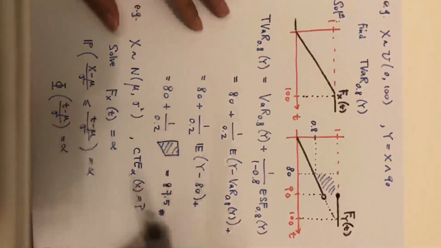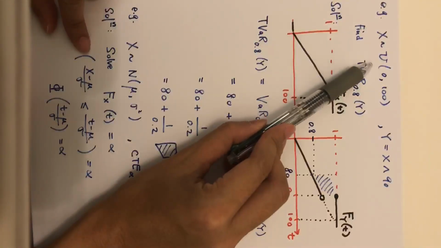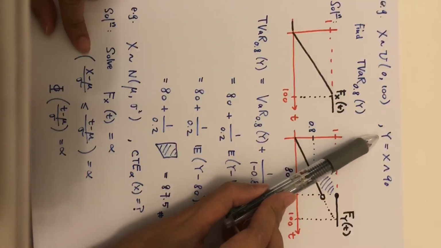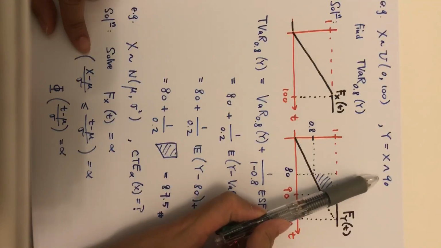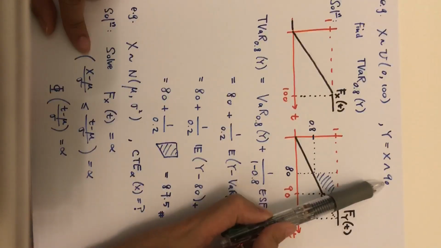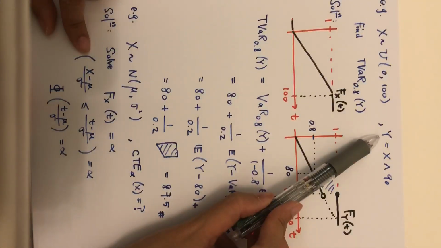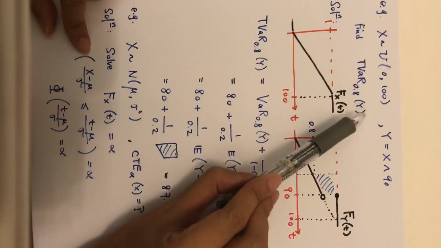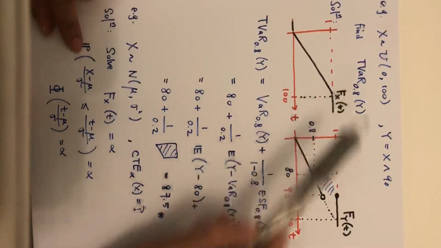Now let's take a look at another example. Here x is uniformly distributed between 0 and 100. And we consider a random variable y, which is given by the minimum of x and 90. You can treat 90 as the policy limit, so y is the limited loss variable. We want to find the tail value at risk of this variable y at probability level 0.8.